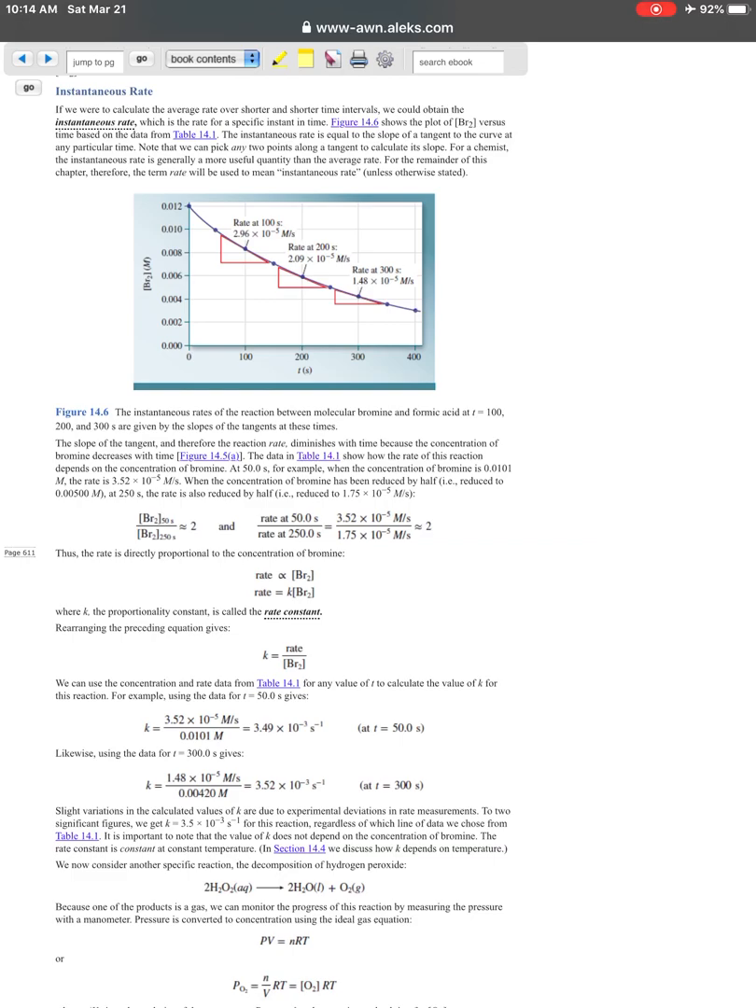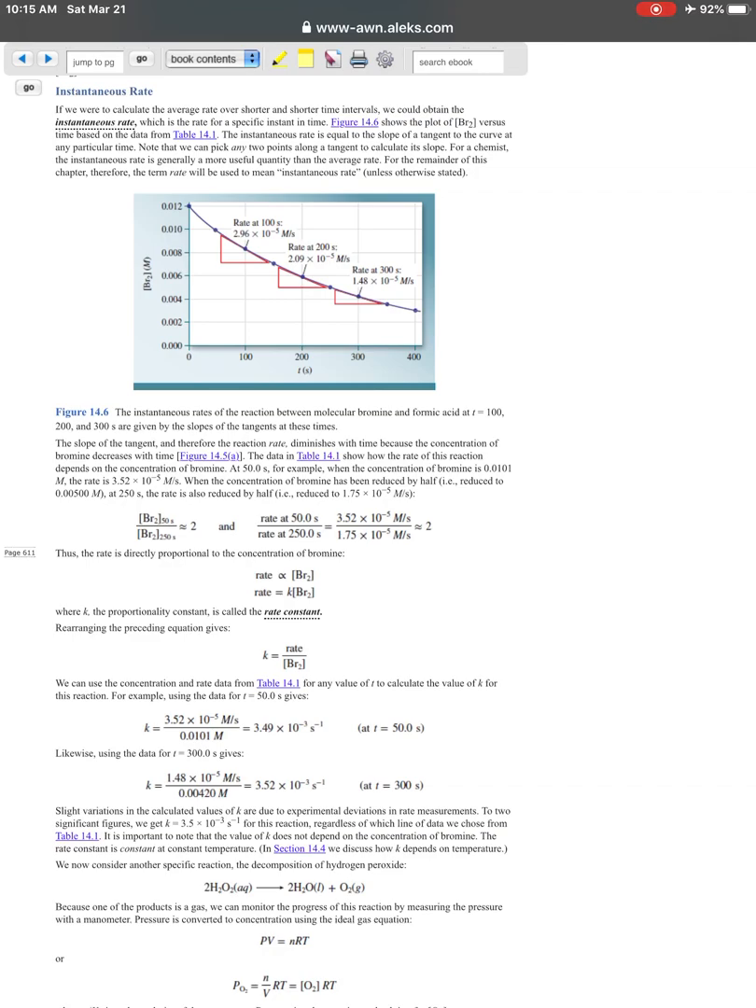We can use the concentration and rate data from Table 14.1 for any value of t, time, to calculate the value of K for this reaction. For example, using the data for time equals 50 seconds gives K equals 3.52 times 10 to the minus 5 molarity per second, that's from Table 14.1, divided by 0.0101 molar. That would be equal to 3.49 times 10 to the minus 3 reciprocal seconds at 50 seconds. Likewise, using the data for time equals 300 seconds gives K equals 1.48 times 10 to the minus 5 molarity per second divided by 0.00420 molar. This would be equal to 3.52 times 10 to the minus 3 reciprocal seconds at time equals 300 seconds. Slight variations in the calculated values of K are due to experimental deviations in rate measurements.